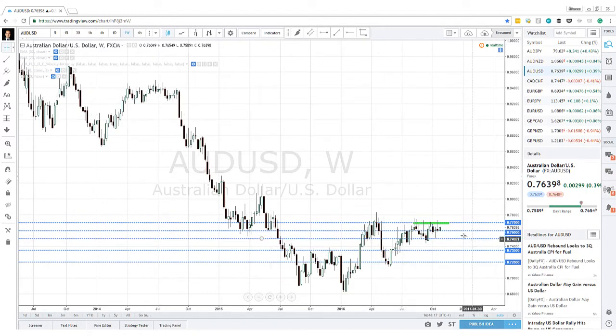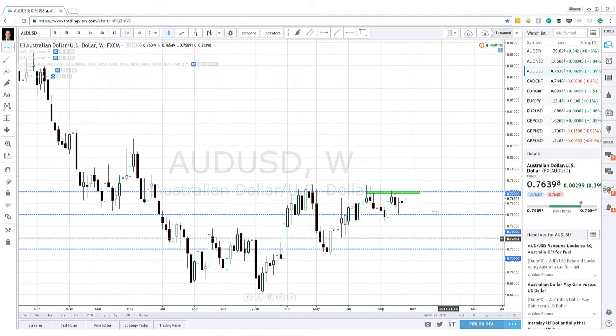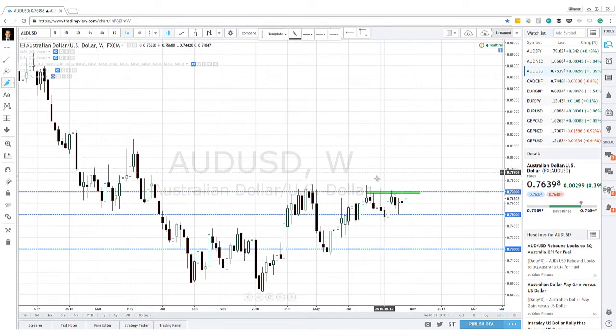So the first thing I look at is the weekly chart. I'll remove a few lines that don't make sense here. It gives you a better picture. So on the weekly chart, as you can see, we're kind of consolidating on AUD/USD. Price is between those two limits, two support and resistance levels.